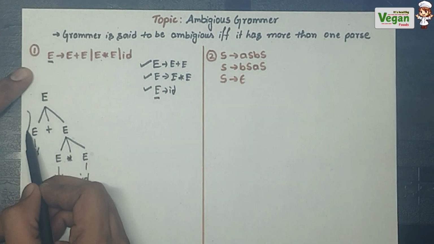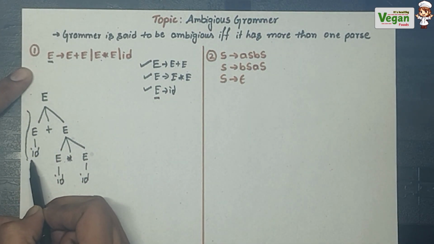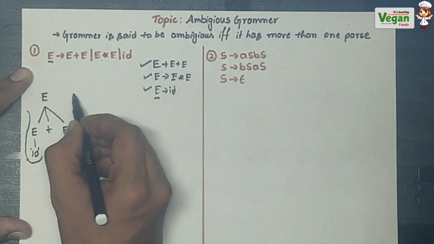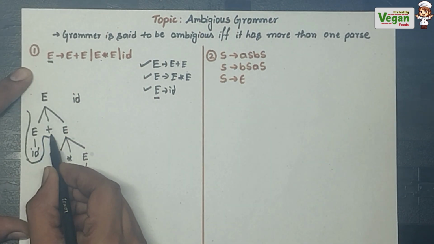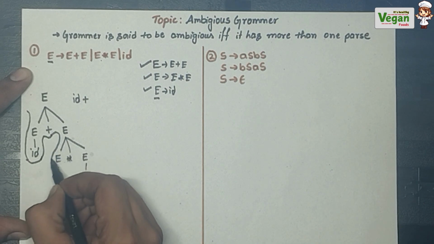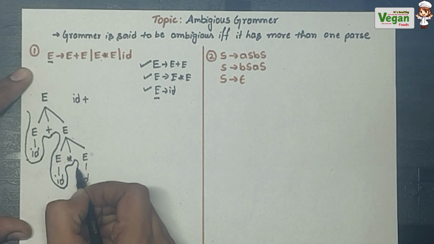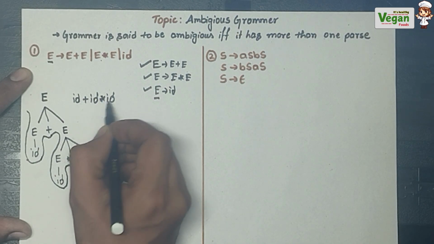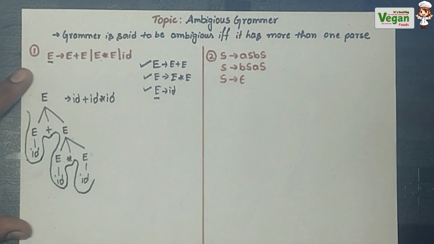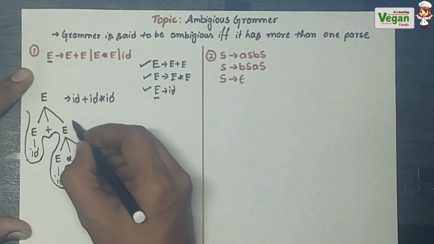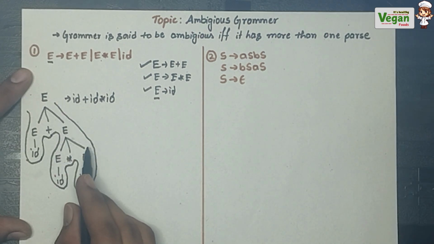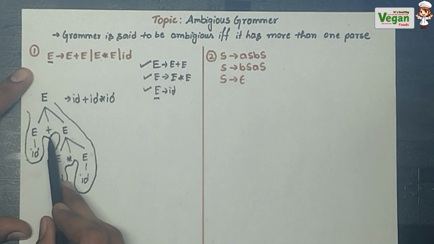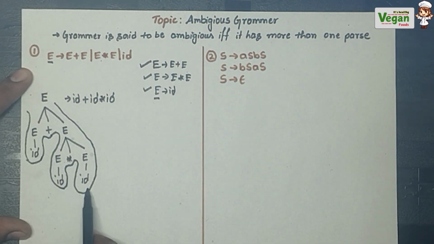If you traverse, you must see the leaf nodes. So here the leaf node is ID, next plus, ID star ID. ID plus ID star ID. So this is the string for the first parse tree. No other leaf nodes are left here. So this one was the leaf node, plus ID star ID.